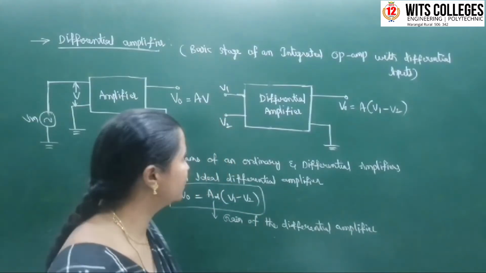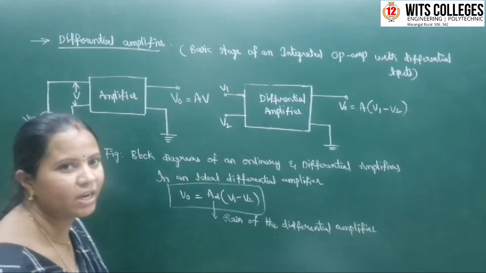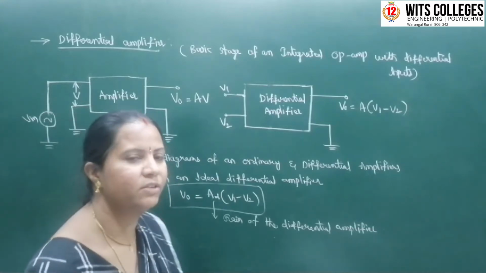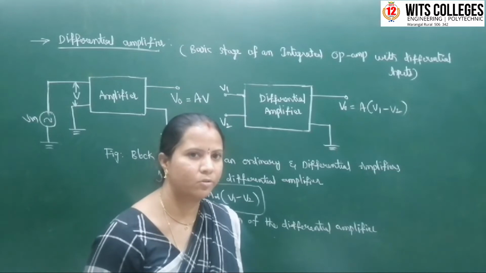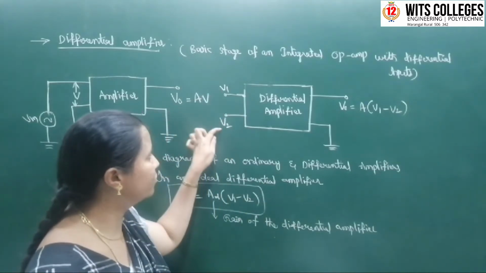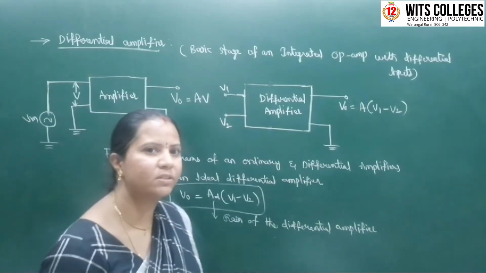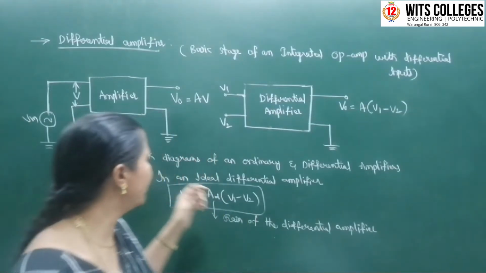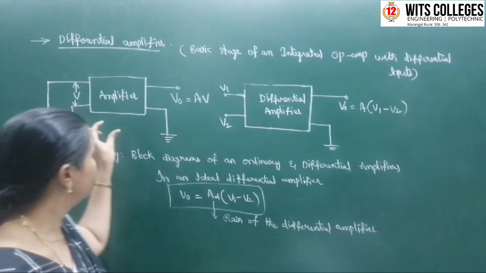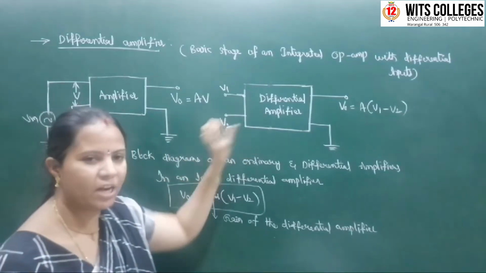Today we are going to discuss the topic of differential amplifiers. So what is a differential amplifier? A differential amplifier is a circuit that can accept two input signals and amplifies the difference between these two input signals. Here we have the block diagrams of ordinary and differential amplifiers.